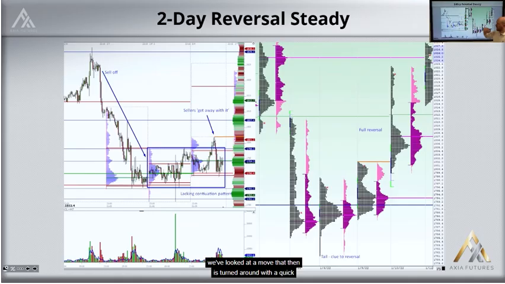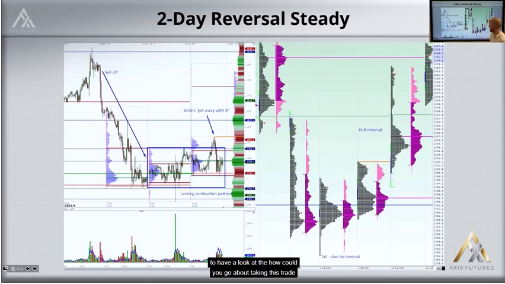So far, we've looked at a move that then is turned around with a quick sort of liquidation, which is your classic two-day reverse situation. Doubtful move, 2 days of consolidation, building positions, looking for the next leg, doesn't happen, rip to the upside or rip to the downside. Here what we're looking for is to play the trade, but recognize that it doesn't have to turn into a liquidation like that. And as long as it is not reversing back, the trade is still on. But it does make this a much harder thing to take on.